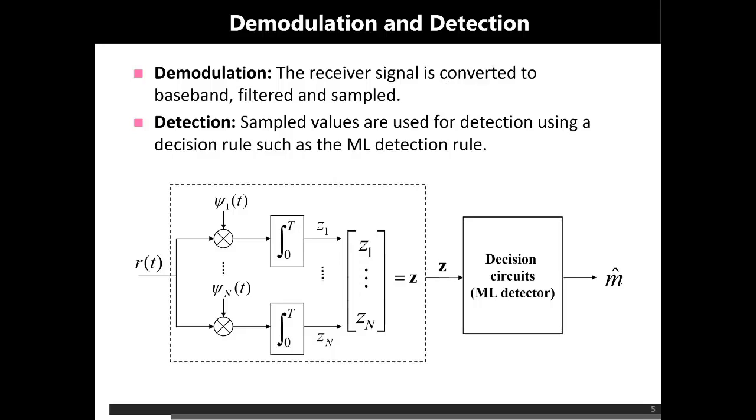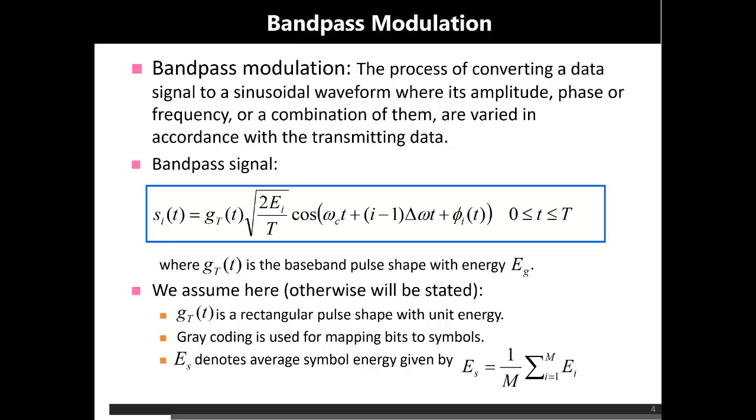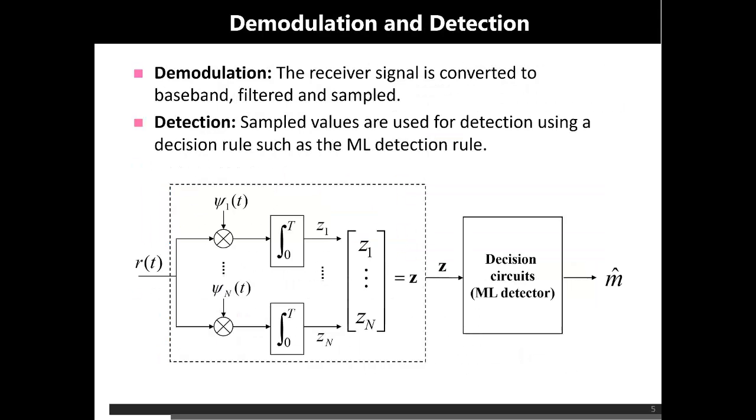So instead of transmitting the baseband data, we will be transmitting this cosine with changing amplitude, changing frequency, or changing phase, or the combination of these characteristics. On the receiver side, it will be performing demodulation and detection. Demodulation is the process of conversion of the received data to the baseband data. It can be achieved either through match filter or through correlators.